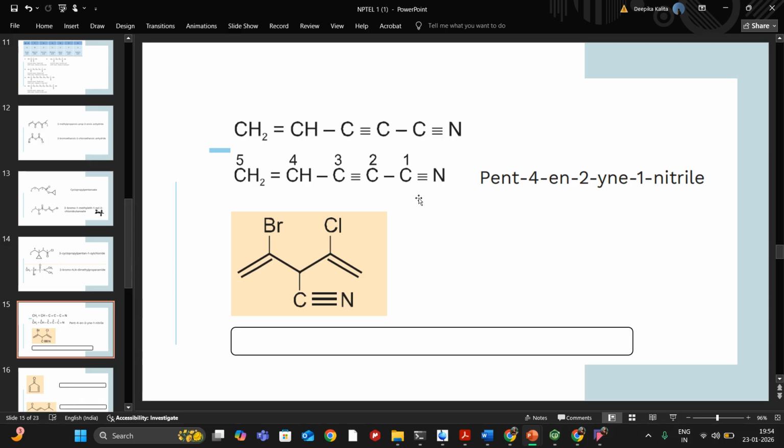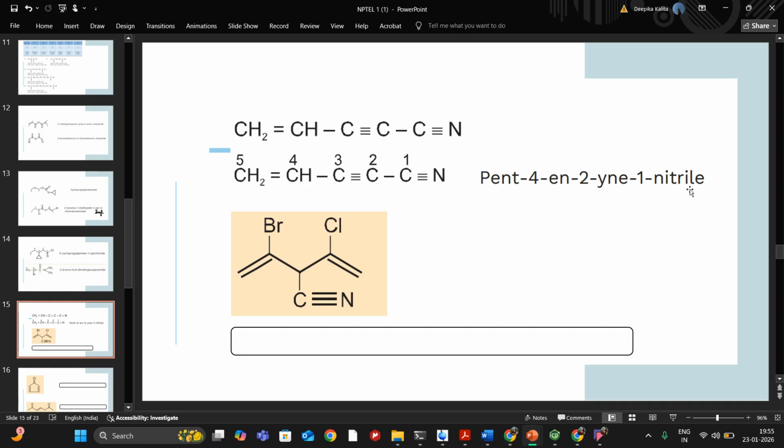And while naming the compound, we must mention the positions of the multiple bonds. So the yne and ene will have to be mentioned. So it will be pent-4-yne comes first because of alphabetical order again. 4-yne, 2-ene, 1-nitrile. Okay. Hence, your compound will be named as pent-2-en-4-ynenitrile.